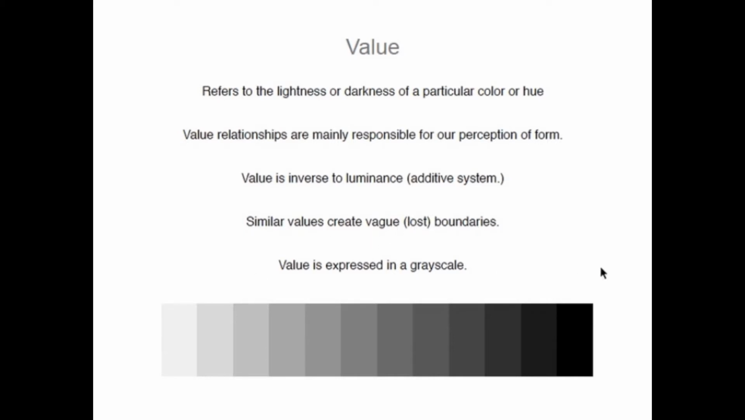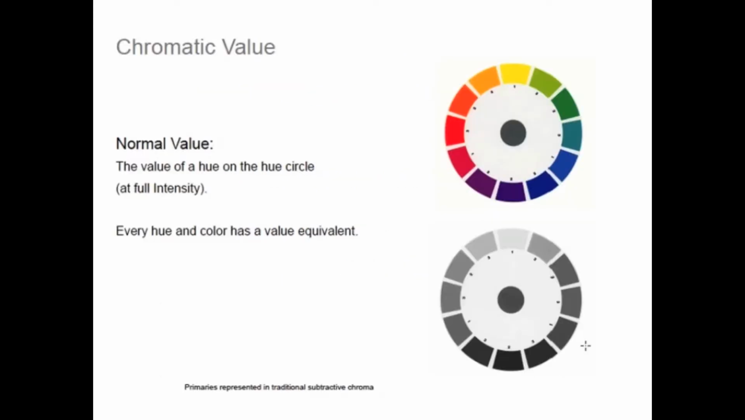Value is generally expressed in a grayscale. And as you can see here, there is a grayscale going from white to black. We have white, we have our light grays, we have our middle grays, and we have our dark grays, and we have black. Every color and every hue has a value correspondent. So every color that we deal with has an assignment of lightness or darkness.